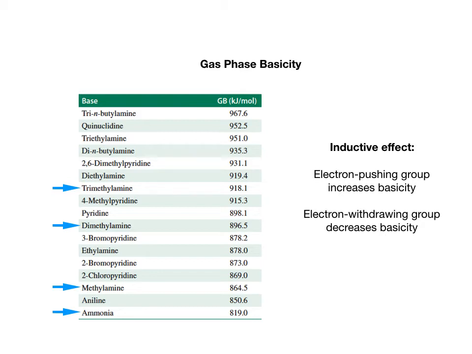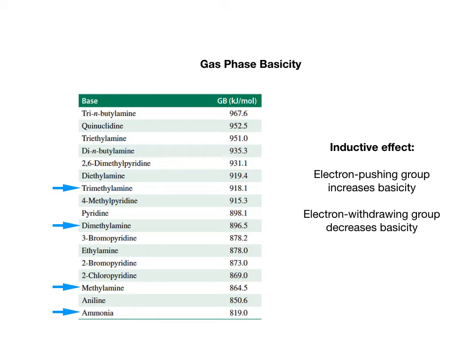And this can be understood pretty straightforwardly by considering the inductive effect. The inductive effect basically says if you have ligands on the central atom that are electron pushing, then you would expect the electron pushing group would increase the electron density on the central atom, and that would make the central atom, in this case nitrogen, more likely to accept a proton. And what that means is the basicity would increase.